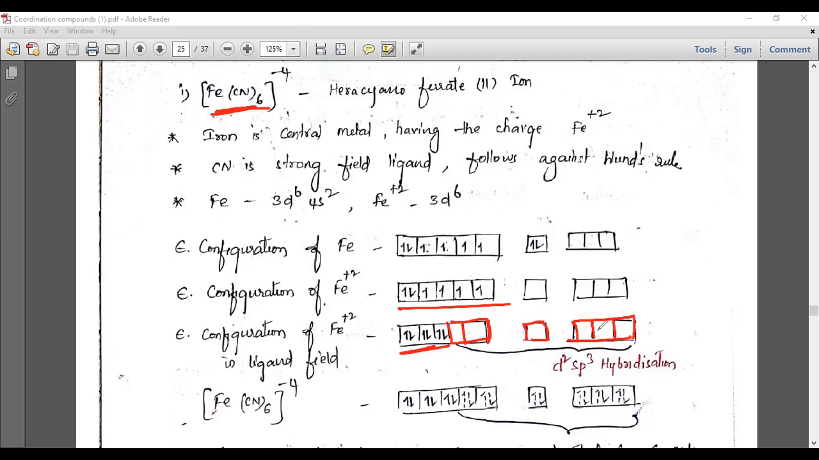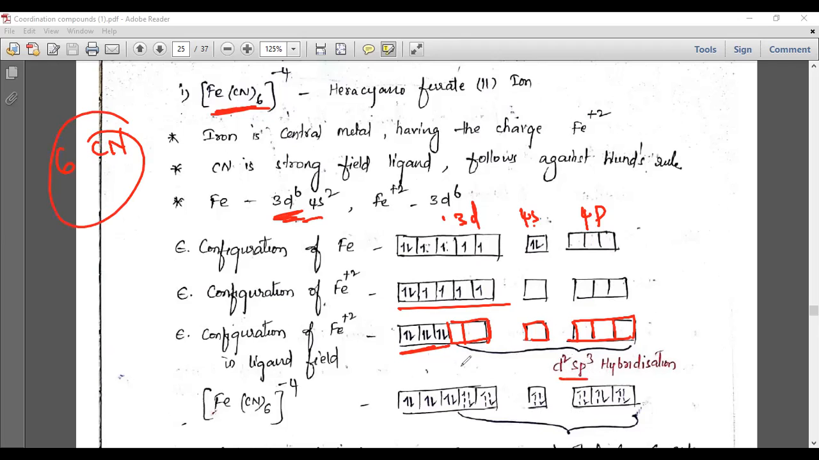You can observe here. So what are the orbitals here? This is our 3d, this is 4s, and this is 4p. We have already written 3d6 4s2. How many vacant orbitals are there? 6 vacant orbitals are there: two 3d orbitals, the 4s orbital in the fourth shell, and the 4p orbitals. Here it will undergo d2sp3 hybridization. Why? Because we have 6 cyanide ligands.